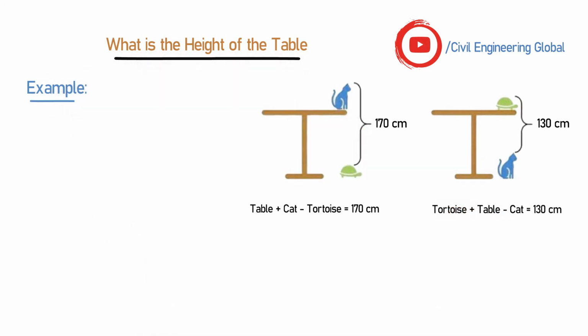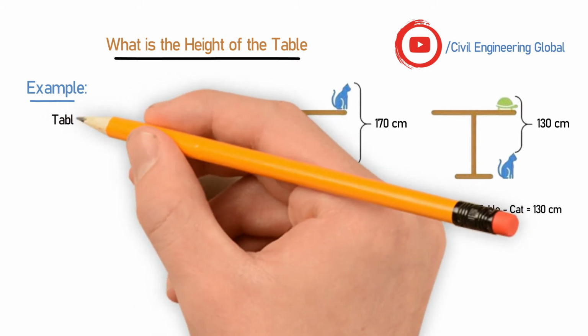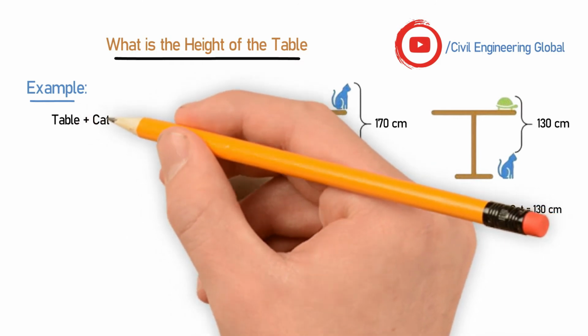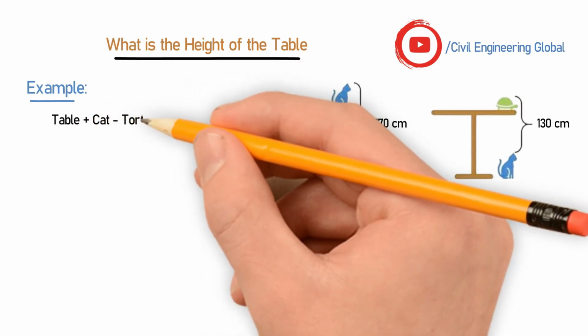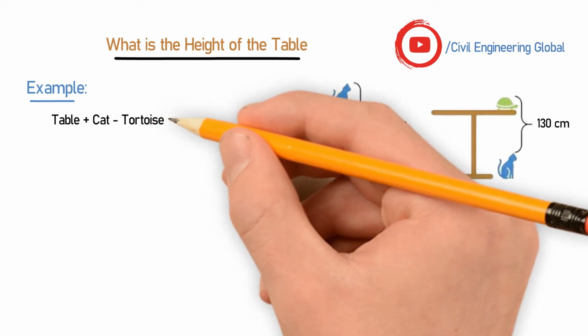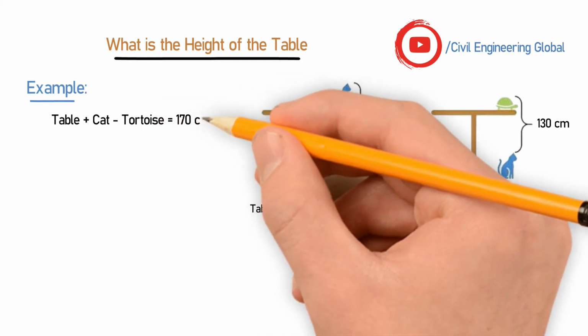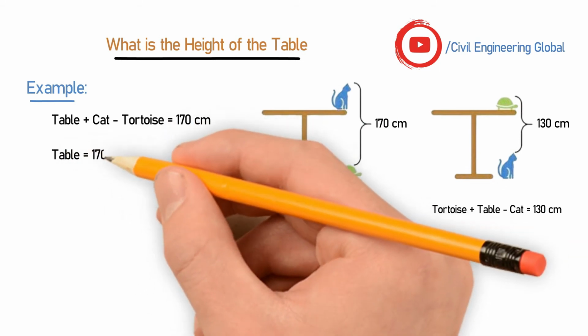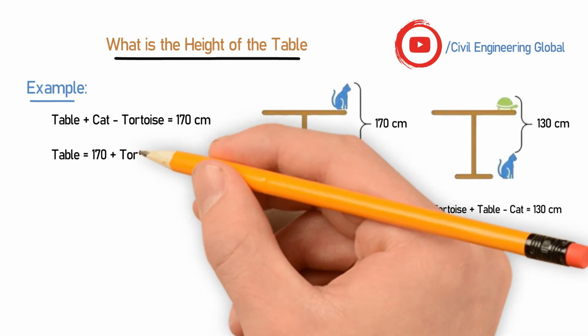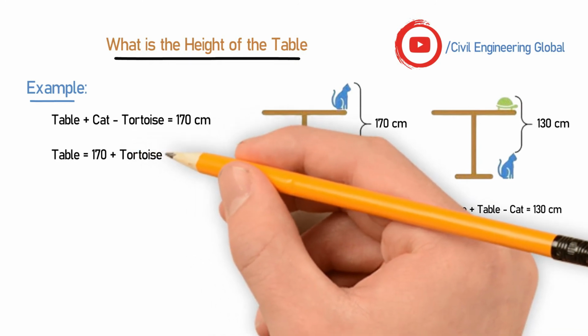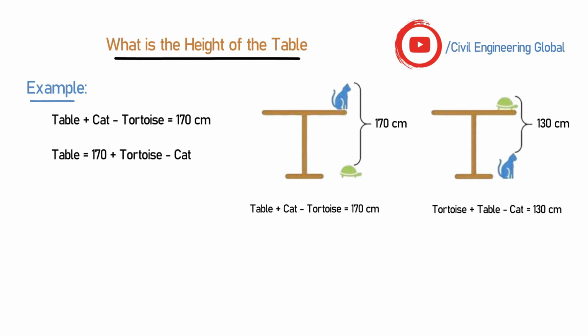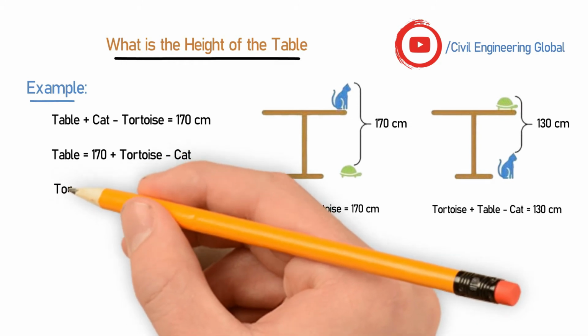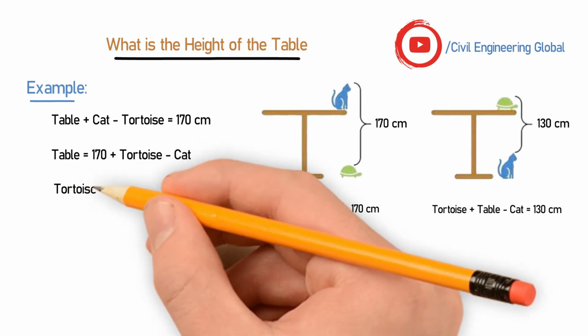Let's take the first case, which is table plus cat minus the tortoise is equal to 170 centimeter. Let's shift the cat and the tortoise to the other side of the equation. So this will become table is equal to 170, the tortoise is minus, so it will become plus the tortoise, and the cat is plus, so after shifting it to the other side it will become minus.